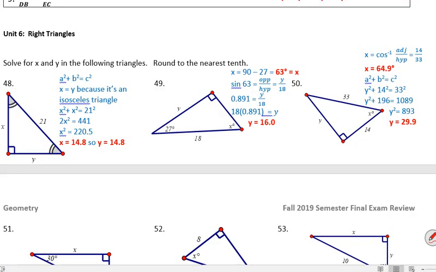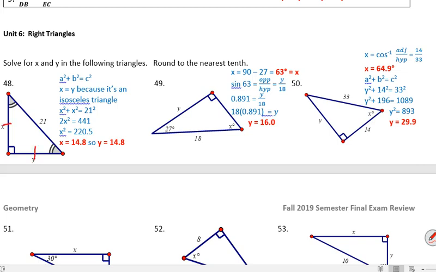So now we're into Unit 6, which is our right triangles. It says solve for x in the following triangles, round to the nearest tenth. With this first one, you should notice immediately that it's an isosceles right triangle. That means these two legs are congruent.